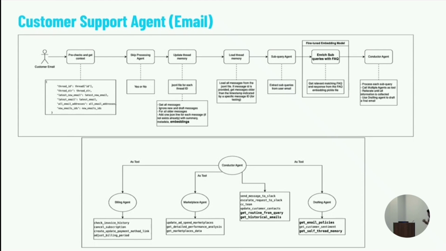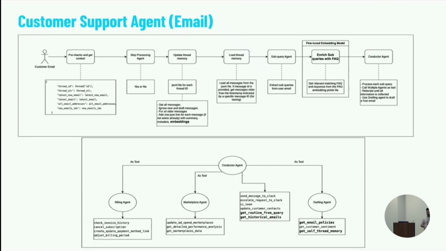Initially, I'll use the pointer, we have a skip processing agent that decides whether to even try to analyze the email or not. If it is "thank you for the feedback," we don't need to respond to that, so generic emails are skipped. Then we have updating thread memory. Here, you see I've written in bold "embeddings." What does this mean? Earlier I mentioned class representations of statements. Even emails represent certain classes.